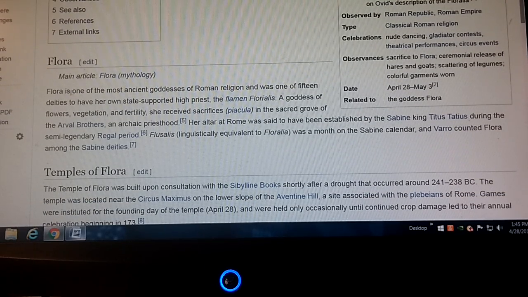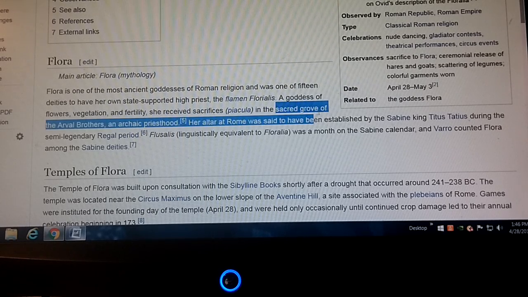Yeah, let's read this right here. Flora is one of the most ancient goddesses of Roman religion and was one of 15 deities to have her own state-supported high priest. Okay? This is clearly about worshiping false gods and false idols. A goddess of flowers, vegetation, and fertility. She received sacrifices in the sacred groves.